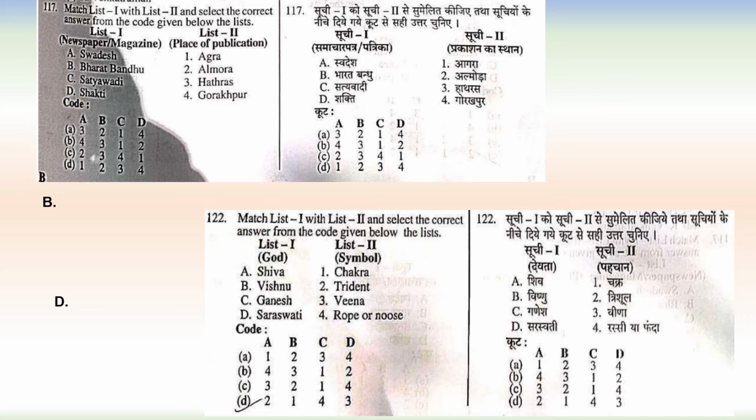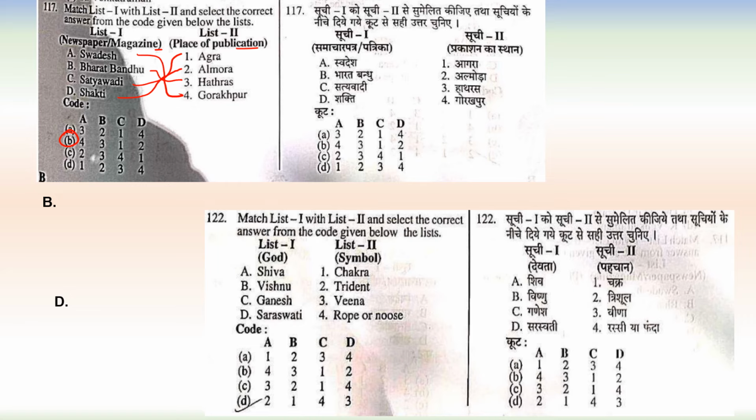Next one, list 1 with list 2 we have to match. List 1 newspaper and magazine, list 2 place of publication. Swadesh, published from Gorakhpur. Bharat Bandhu, published from Hathras. Then Satyavadi, published from Agra. Shakti, published from Almora. So in this way, B is our answer. 4, 3, 1, 2.